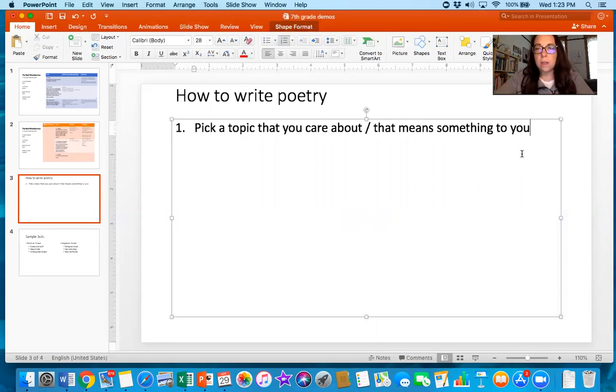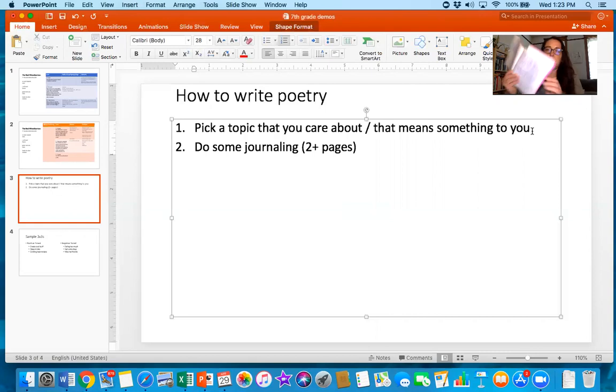So the second thing that you can do to get started, even before you write in poetry form, is you can do some journaling. And I would say 2+ pages. Here is where I like to do my work on paper. I have a lot of different notebooks. My preference is to not go to technology until I have my ideas sorted out.